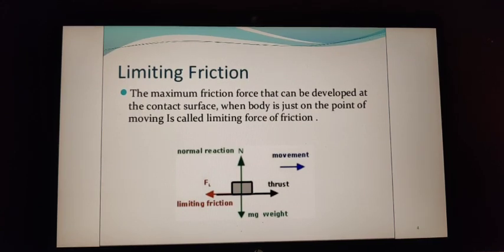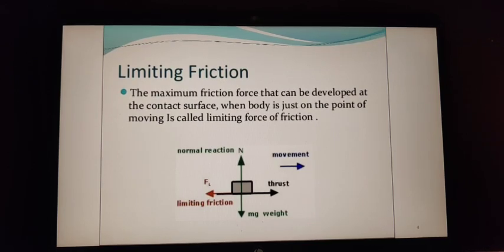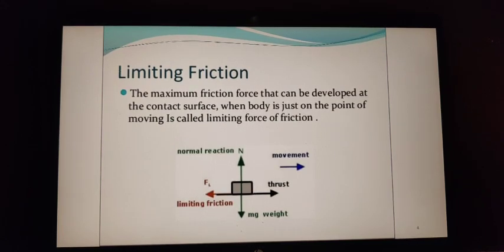So limiting friction is the maximum frictional force that is developed at the contact surface when the body is on the verge of motion. Actually the body is not moving, the body has a tendency to move. So when the applied force is greater than the limiting friction, the body moves in the direction of the applied force. And when the applied force is less than the limiting friction, the body remains at rest. So that part you have to remember.